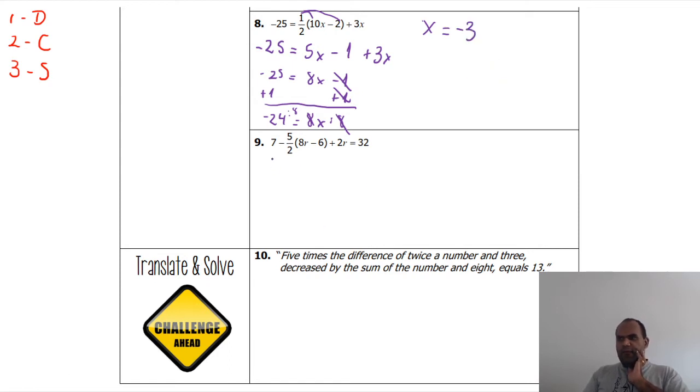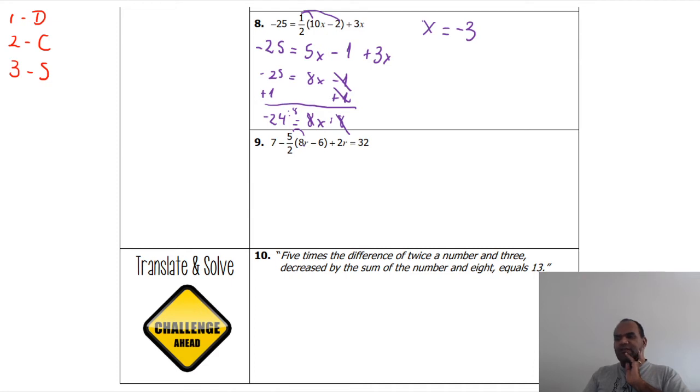And here, number 9. 7 minus 5 halves times (8r minus 6) plus 2r equals 32. Great. Let's do it here. Okay, you need to distribute first. First distribute. Negative 5 halves times 8r. As you remember, you just work on this.